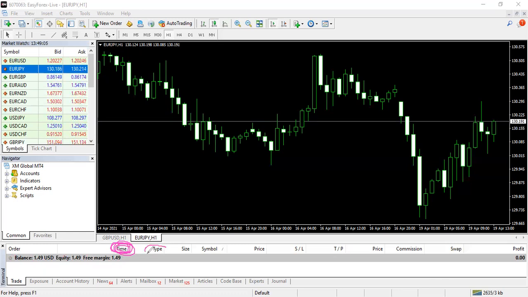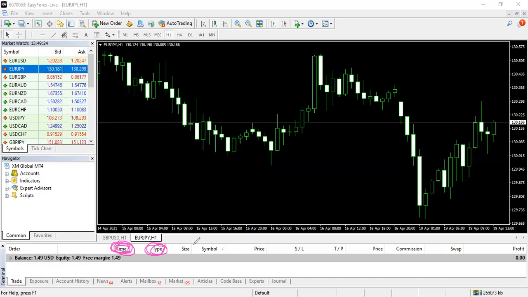Whatever trade you take, you will see type. Under the type, you're going to find whether it's a sell or a buy. So the type is the kind of trade that you place, whether the trade is a sell or a buy. You're going to see it below the type.